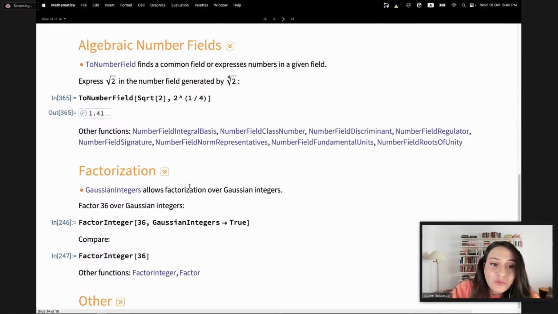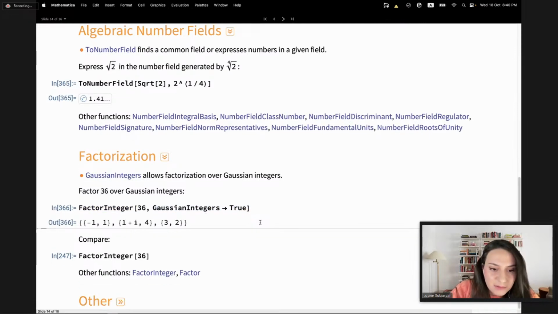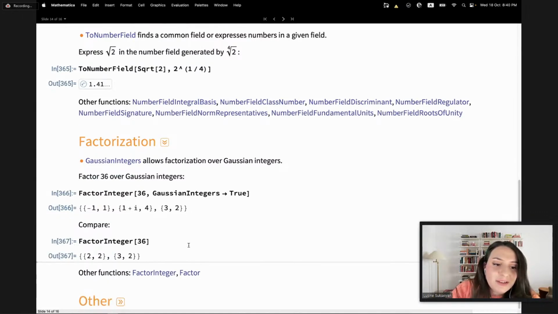Factorization, we talked about it. So here I want to talk about Gaussian integers, which allows factorization over Gaussian integers. We can factor 36 over Gaussian integers by just adding this option, this method. GaussianIntegers goes to True, and you see, you get -1 to the power of 1 times 1 plus I to the power of 4 times 3 squared. That should be 36 over that field. If we just say FactorInteger 36, it just gives you the factorization over natural numbers. The functions here are Factor, FactorInteger.